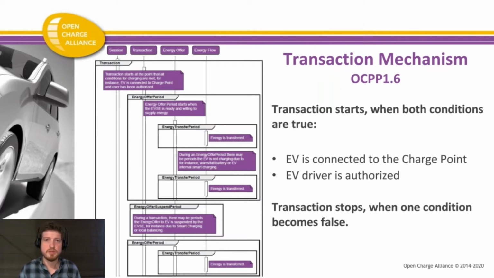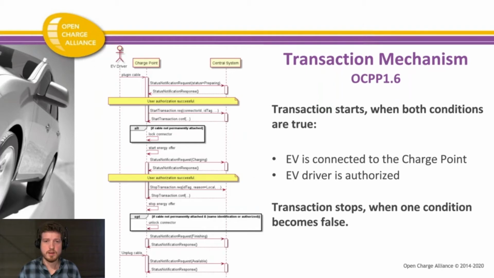A transaction can have multiple energy transfer periods, and a transaction starts when both the EV is connected to the charge point and the EV driver is authorized. And a transaction will stop again when one of these conditions is not the case anymore. I hope it's a bit readable, but I will go over this sequence diagram. It shows the complete transaction message flow between the two systems.